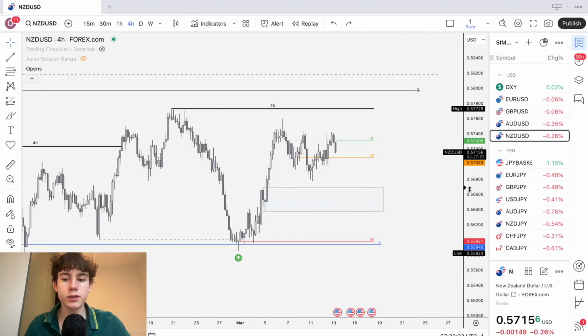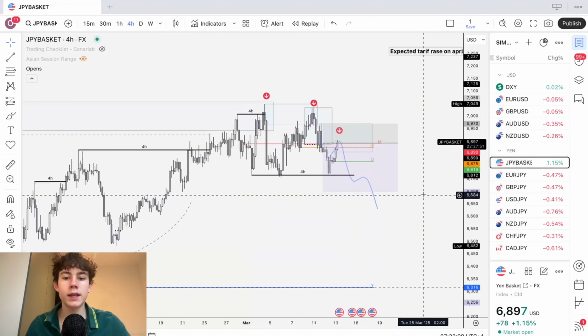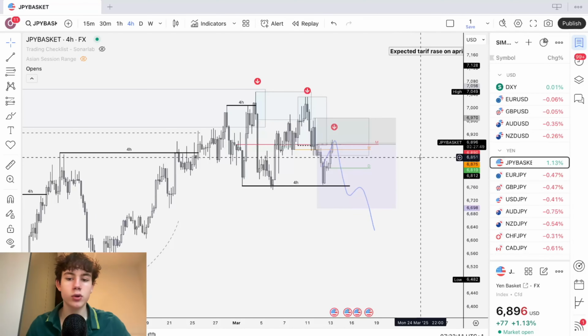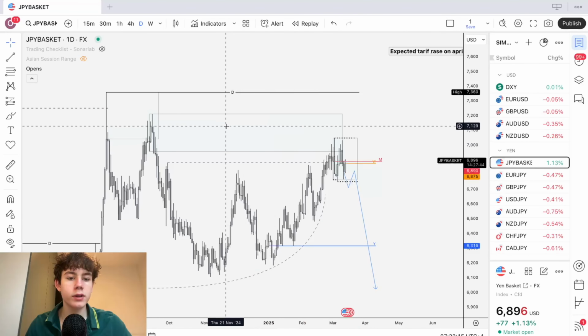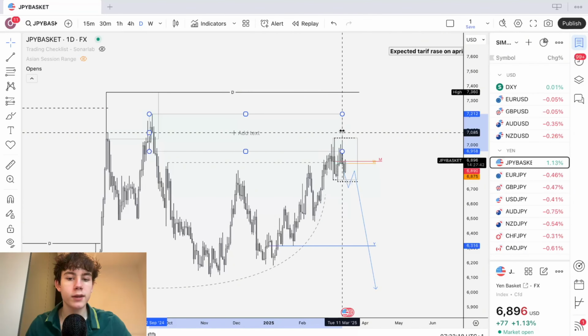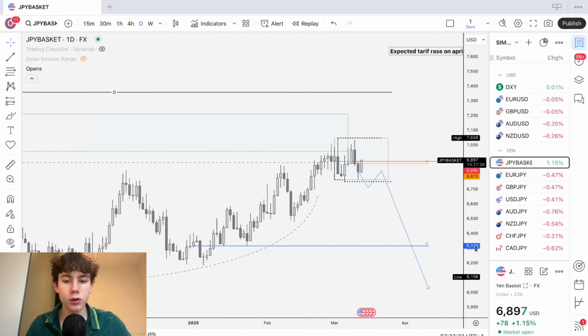Okay, so I'm still waiting. I have my alert ready on top of this demand zone, so that's what I'm waiting for. Going over to the yen pairs now, I'm looking at shorts, and let me tell you why. So looking at the daily, we can very clearly see that we reacted from this supply zone and we broke the daily fractal low over here.